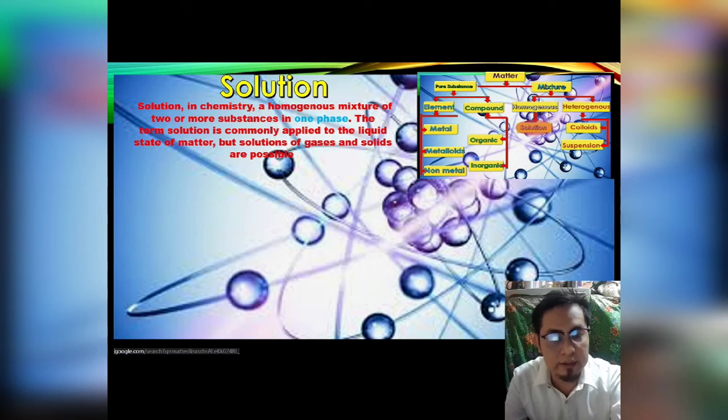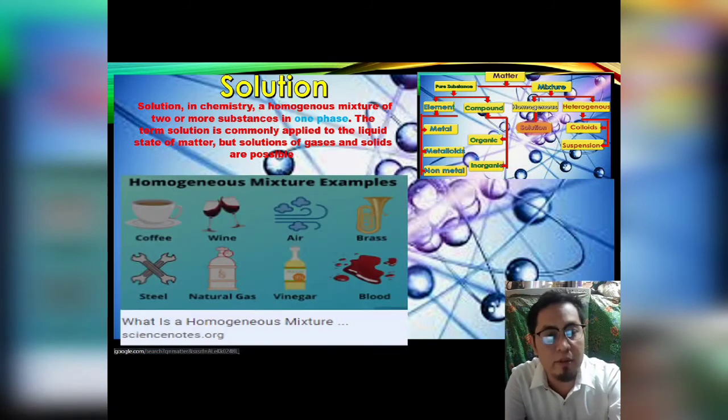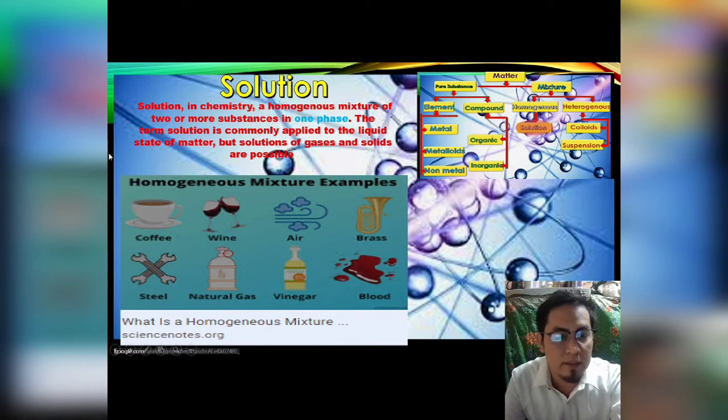When it is gas, we call it a gaseous solution. When it is solid, solid solution. When it is liquid, aqueous solution. Okay, examples of homogeneous solution. For example, of a gaseous solution, air.